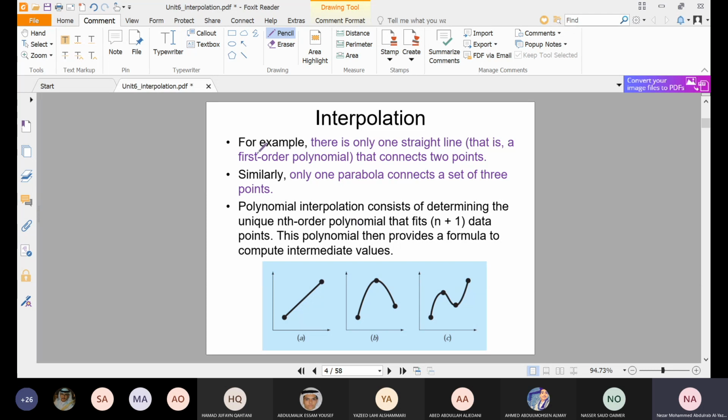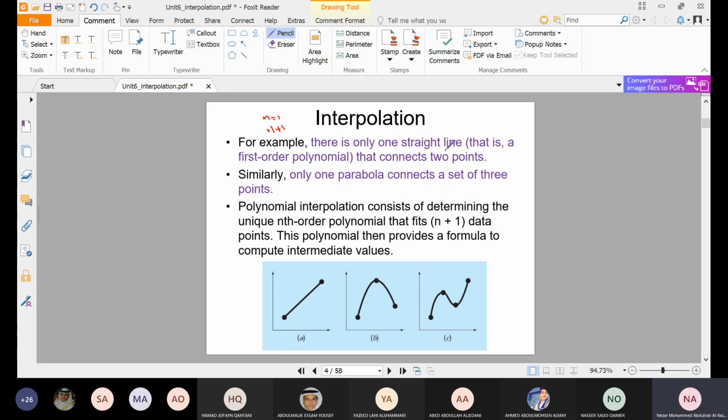Here, in the simple version, if we talk about linear interpolation, there will be only one straight line, for example, a first order polynomial that connects the 2 points, because here the order is 1, n equals 1. So it connects 2 points. The points that we need here are n plus 1.